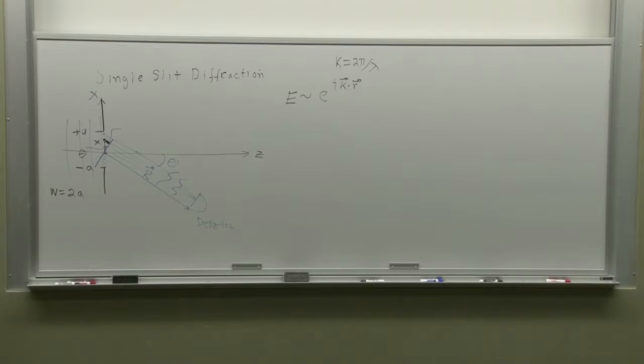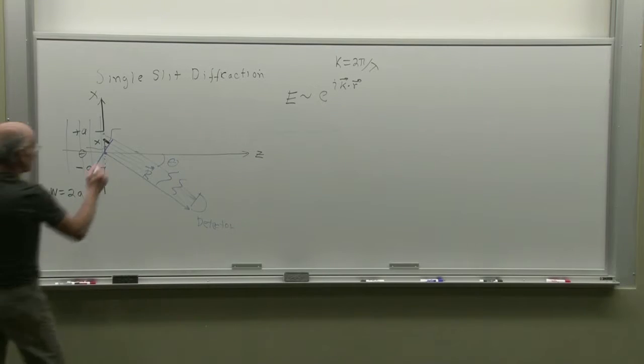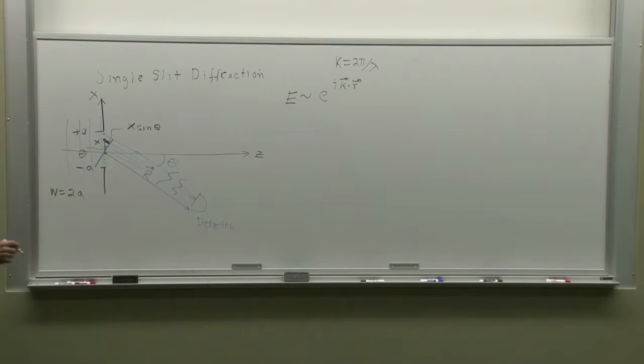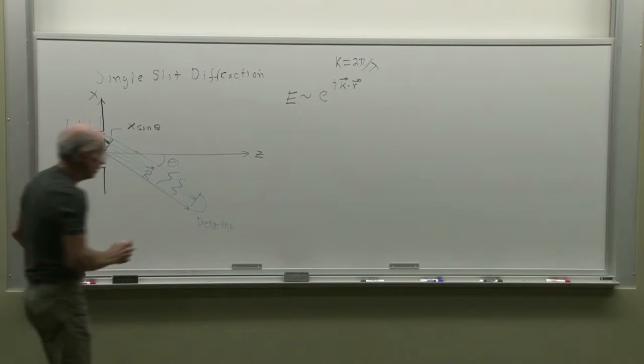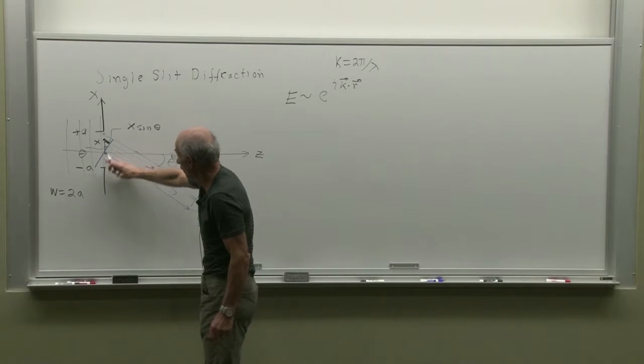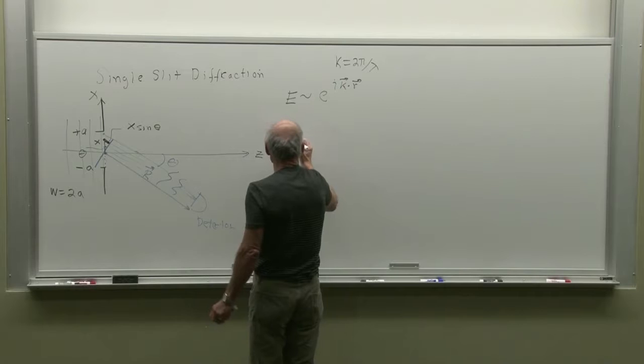Very good, class. Sine theta, right? So it's x sine theta. So down here, I'm going to have a whole bunch of waves. I'm going to have waves between x minus a to x plus a. I'm going to have a whole bunch of waves.